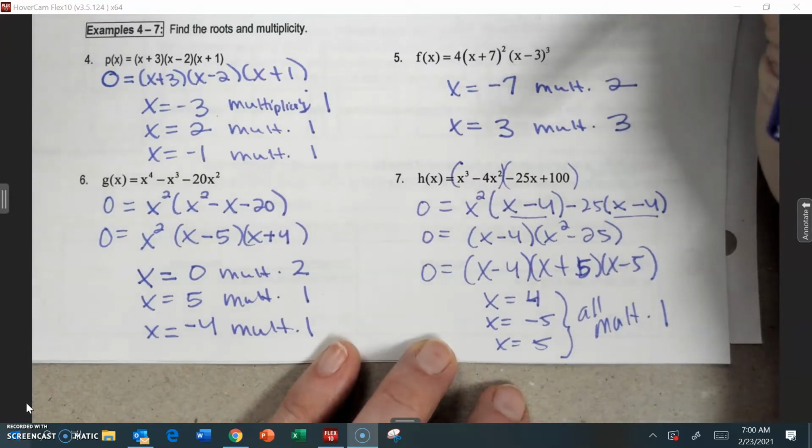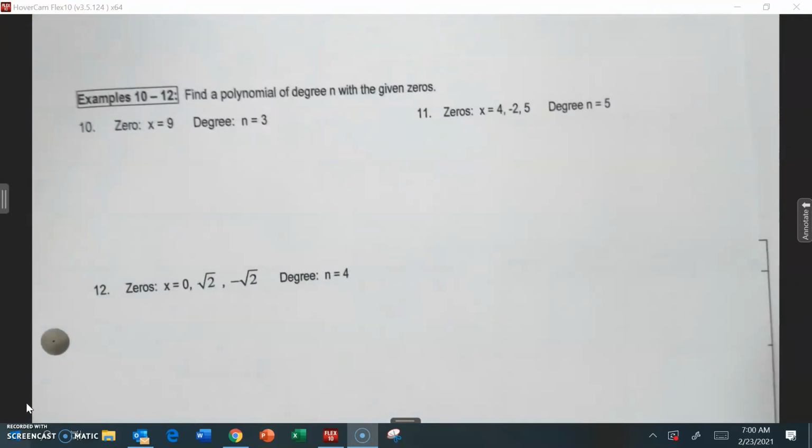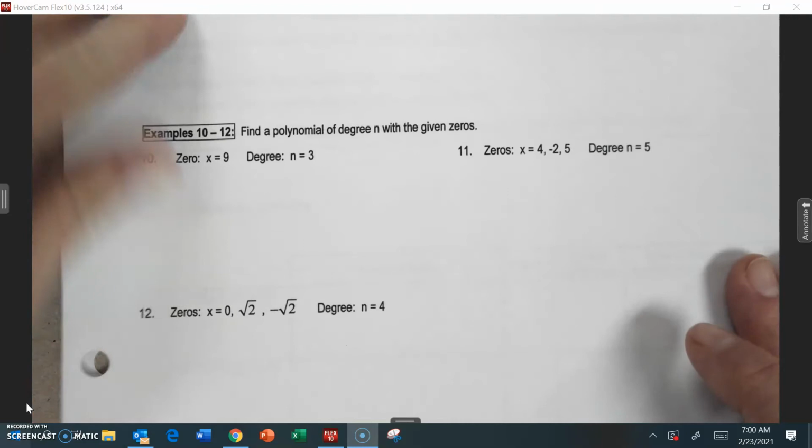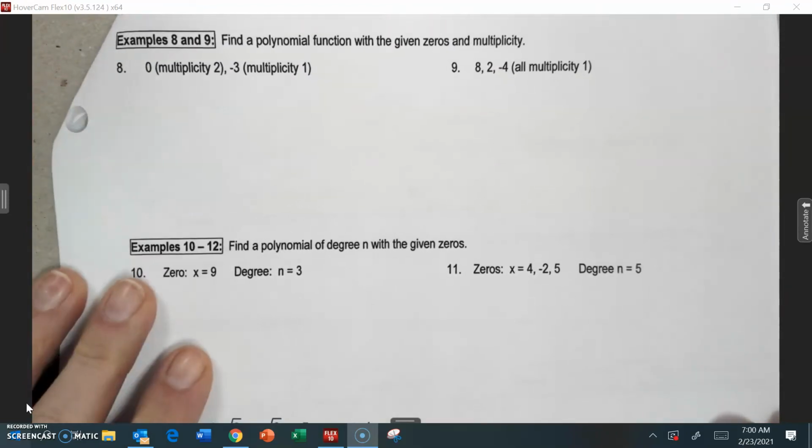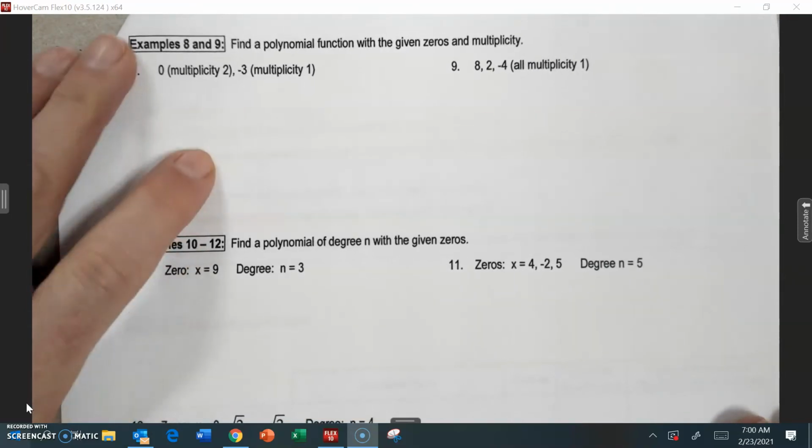All right, let's go on. The last parts are similar, but they're just going to be working backwards. So basically, at the top, you are going to find a polynomial with the given zeros with the multiplicity.